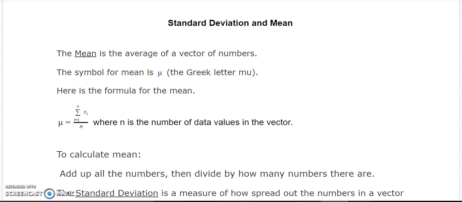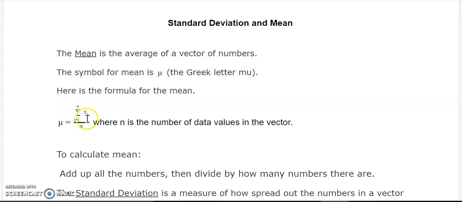Okay, so we're going to go over practice quiz 2, question 2 in this video. Before doing that, let me give you a brief lecture on standard deviation and mean. The mean is the average of a vector of numbers. The symbol for mean is this Greek letter called mu. It's like a U. Here's a formula for mean.